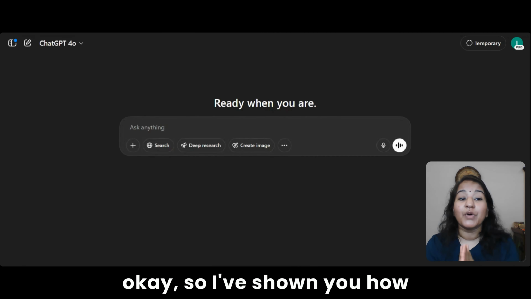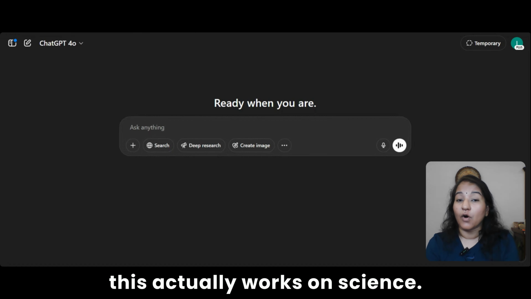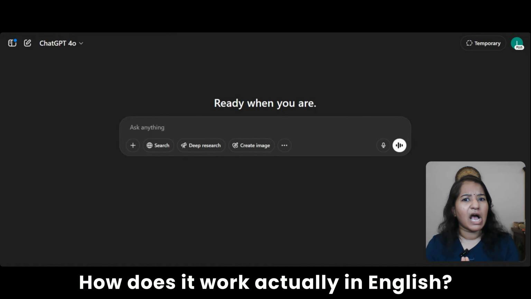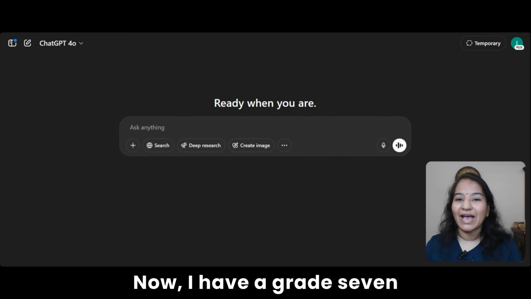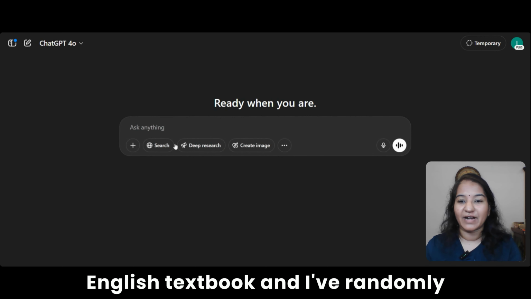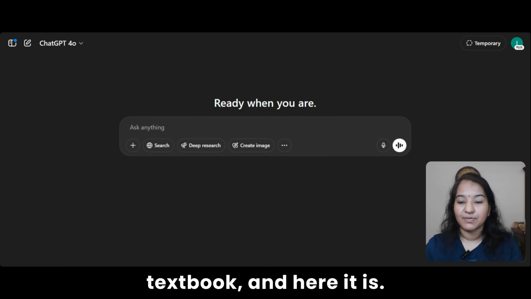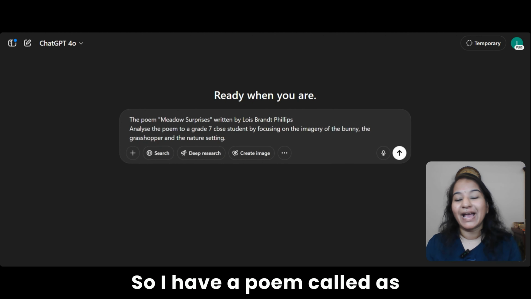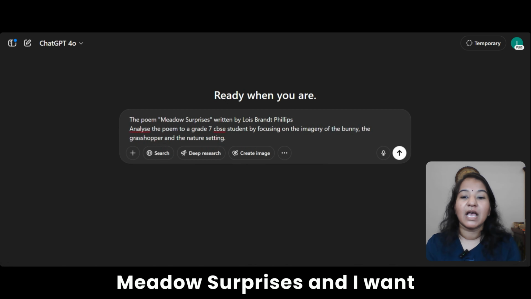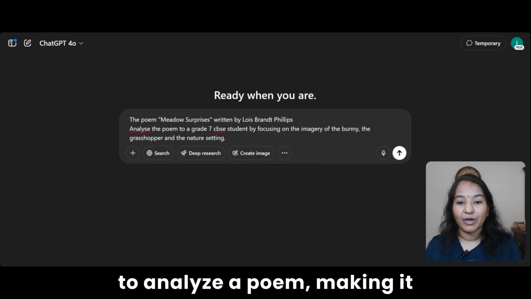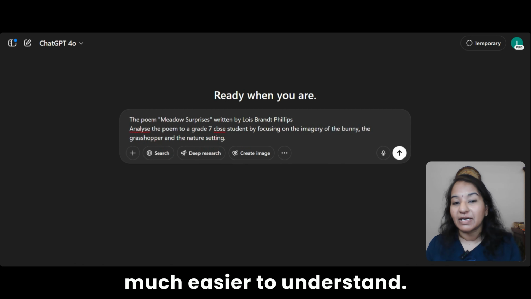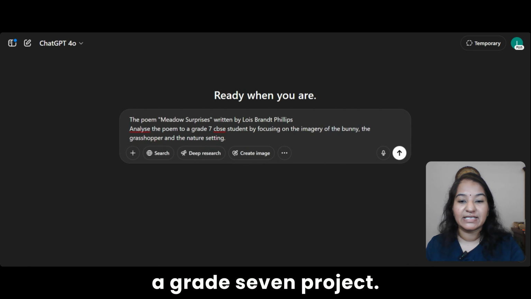Okay, so I've shown you how this works on science. How does it work in English? Let's have a go. Now, I have a grade 7 English textbook and I've randomly picked one poem that was there in the CBSE NCERT textbook, and here it is. So, I have a poem called Meadow Surprises, and I want to analyze the poem, making it much easier to understand. All right, so it's a grade 7 project.